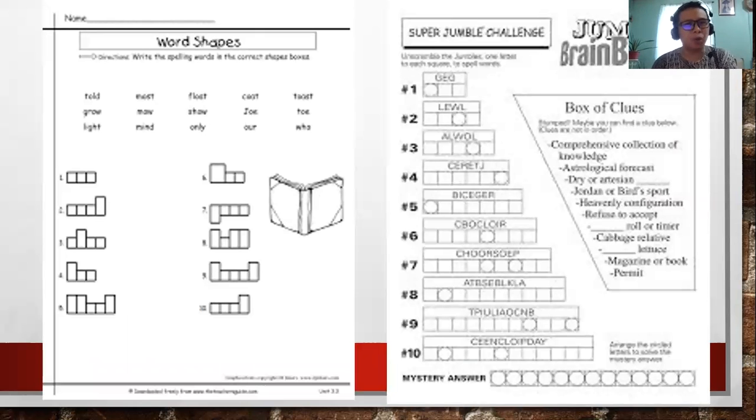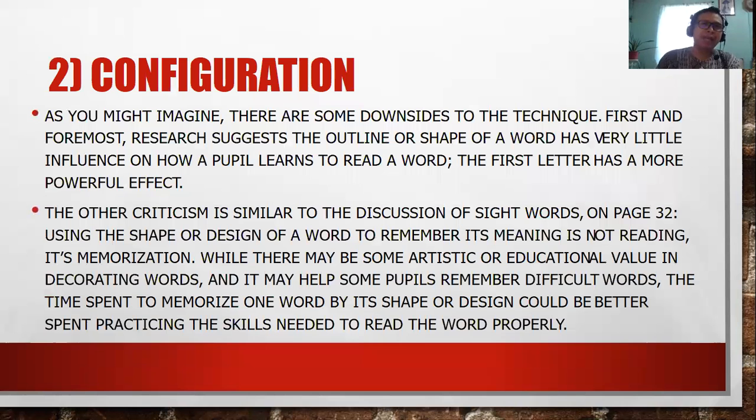Another example for word shapes and super jumble challenge. As you might imagine, there are some downsides to this particular technique. First and foremost, research suggests the outline or shape of a word has very little influence on how a pupil learns to read a word.